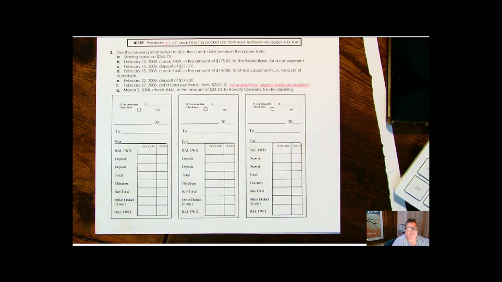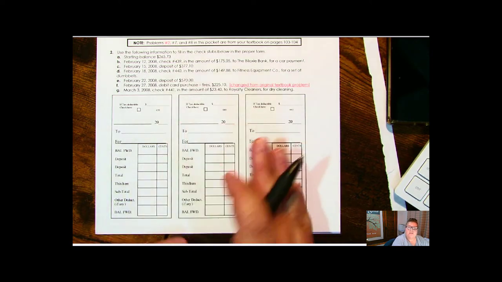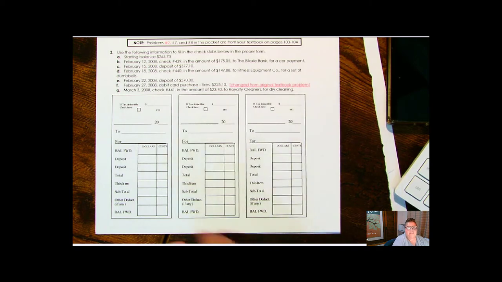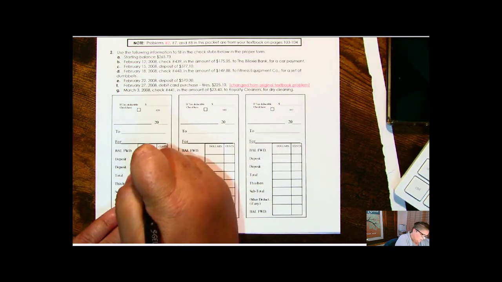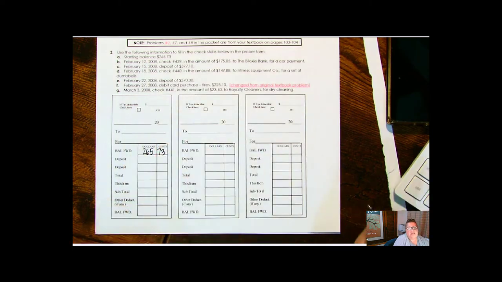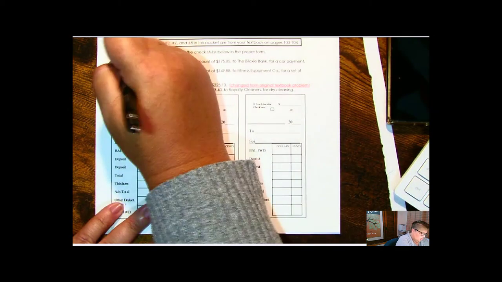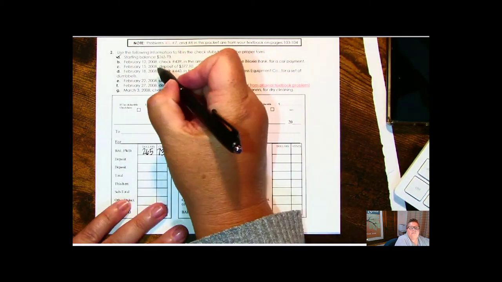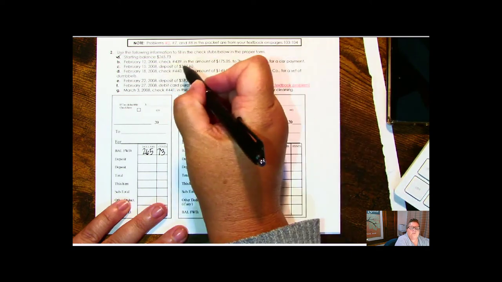You'll recall from the first example that once the check is written out, no more information is put on the check stub. So once I've written out the check, no more information would be added to the check stub. While Part A gives us a starting balance of $265.73, that would go in our balance forward, $265.73.